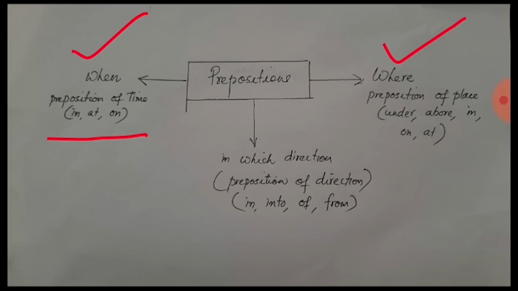Then, where do the events or things happen, or the prepositions of place. This group includes the prepositions under, above, in, on and at. In that also there are in, on and at. Let's discuss it in detail. And the third one is in which direction.